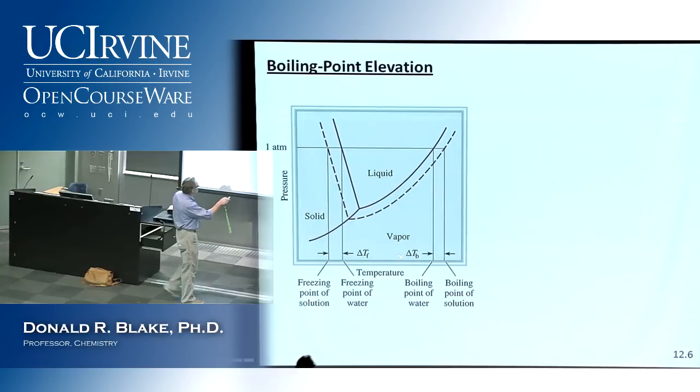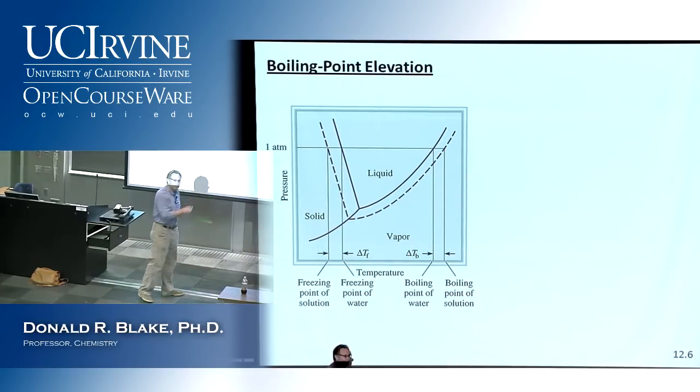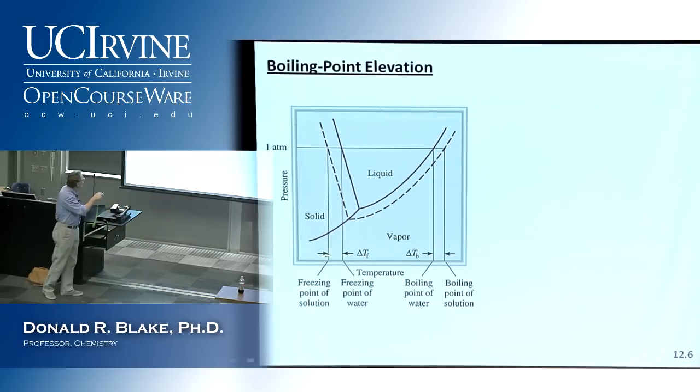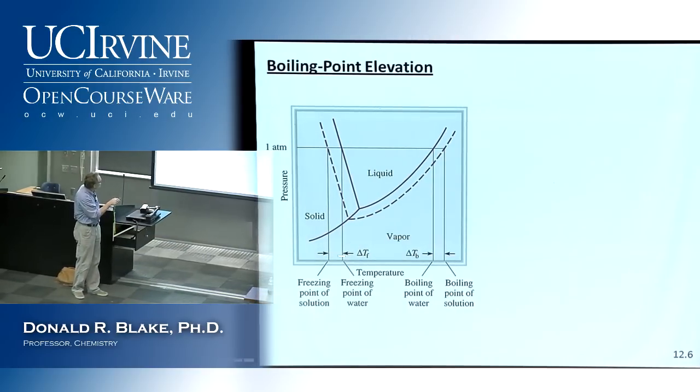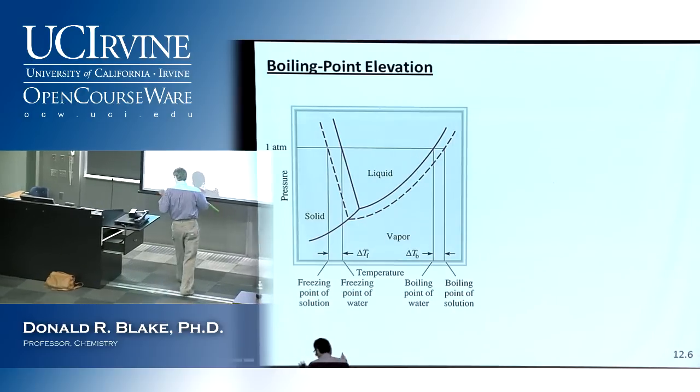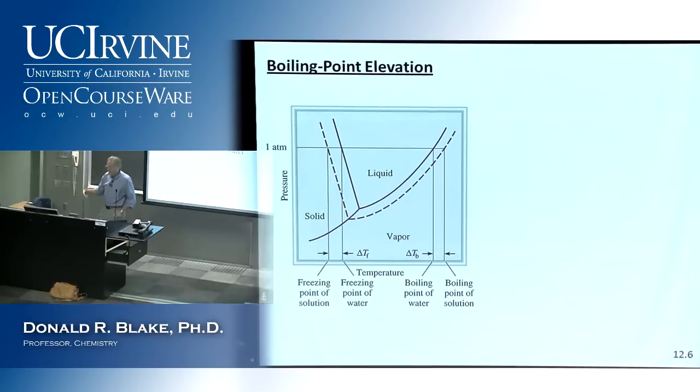We call this the delta temperature of the boiling point. So this is delta TB here, meaning how much does it change? And this is the delta of the freezing point. You notice that in water's case, this is bigger than this. Okay. So this is what's actually happening.